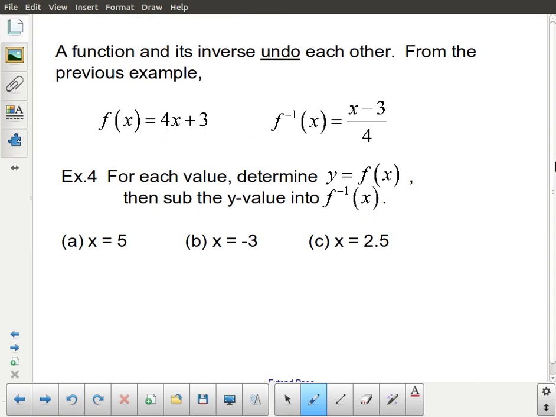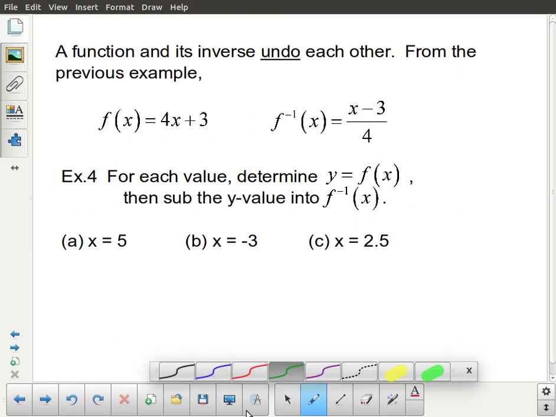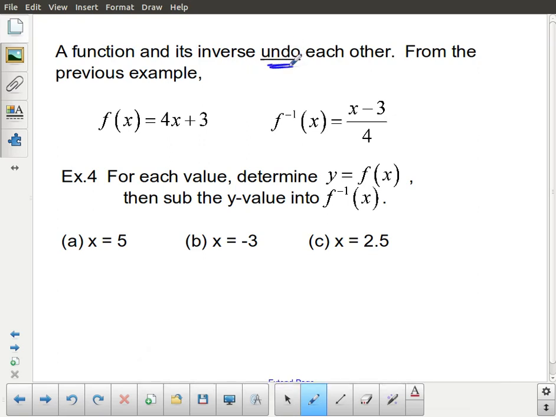Okay, now this is the same algebra that we just looked at. The original function was f of x equals. As we saw, this is an inverse function, so it gets that designation, f inverse of x, and this is the original form that I solved for. Now this is an interesting but very important consequence of a function and its inverse. And it's this word, undo. A function and its inverse undo each other.